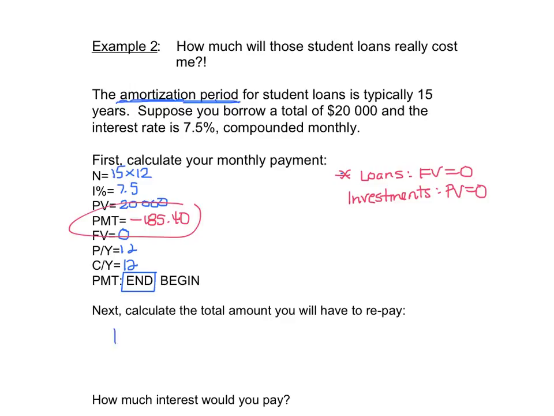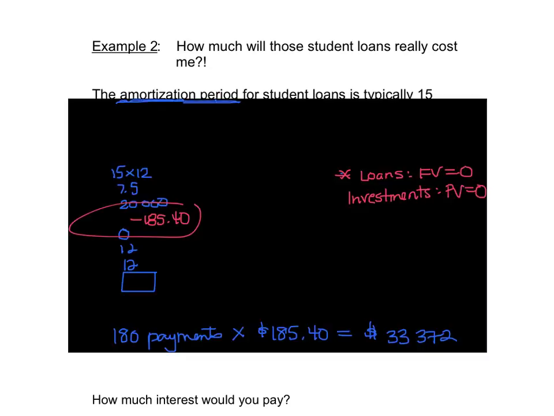Now it says calculate the amount you will have to repay. Well, if we have to make 180 payments, since that's what 15 times 12 is, of $185.40, that means we have to repay $33,372. Sorry, I should say $33,372.